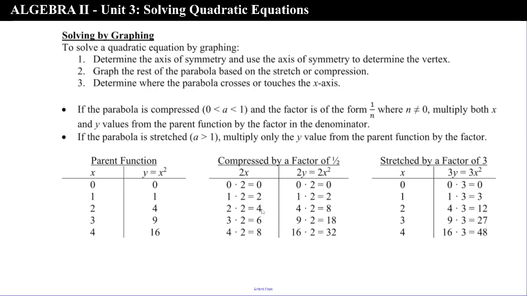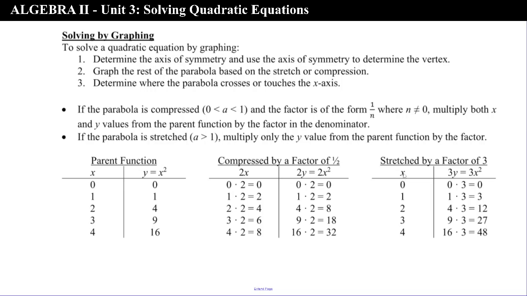From your vertex, you would go again and go over 4, and then up 8, and then over 6, up 18, if your graph is large enough to provide for that. And then you can sketch your graph from there. Of course, all these y values become negative if your a is negative. So instead of going over 2, up 2, you would go over 2, down 2.